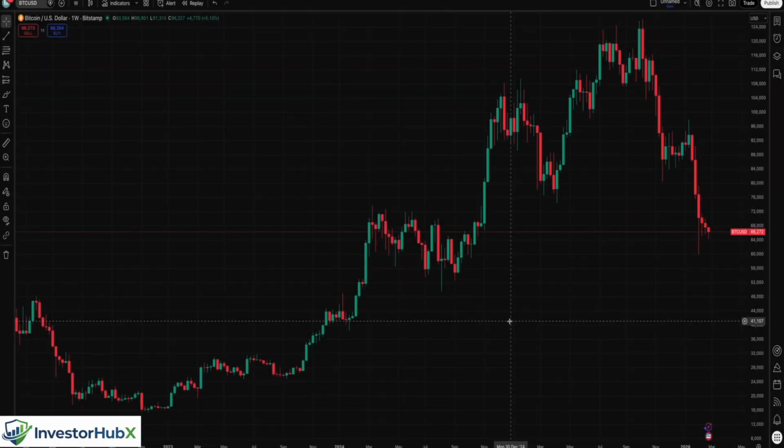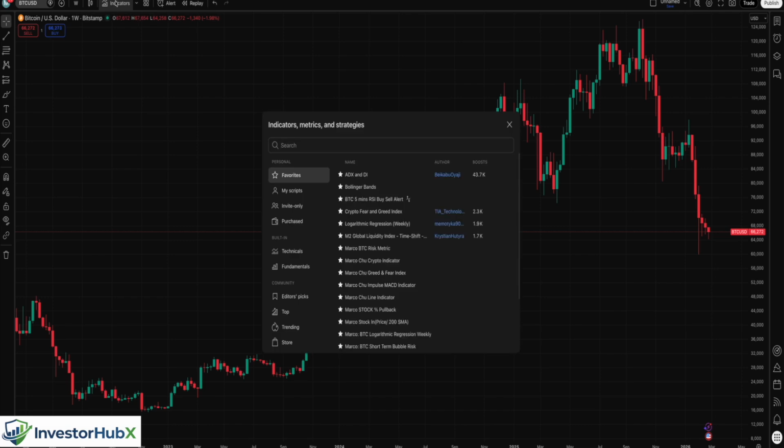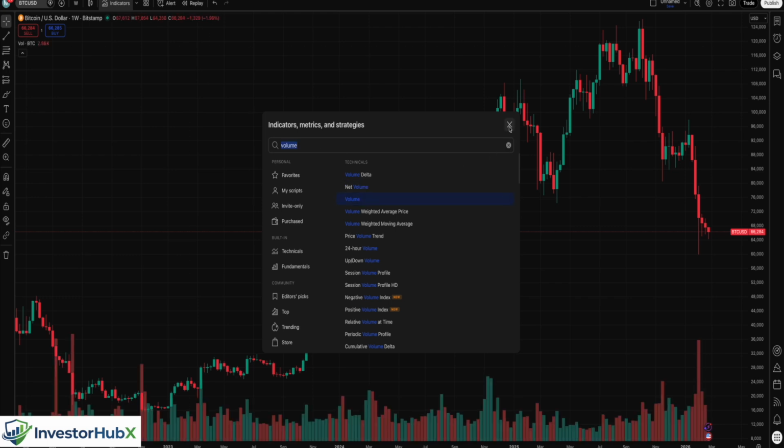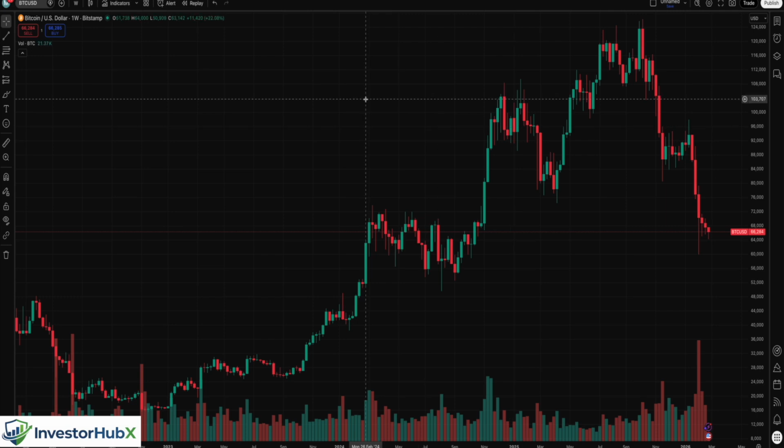Before we learn how to read volume, we first need to put it on the chart. Step 1, go to the top of your chart. Click on Indicators. Step 2, in the search bar, type Volume. You'll see a few options. Select the standard one, simply called Volume. Click it, and that's it. The volume bars will now appear at the bottom of your chart. That is how you add the volume indicator.